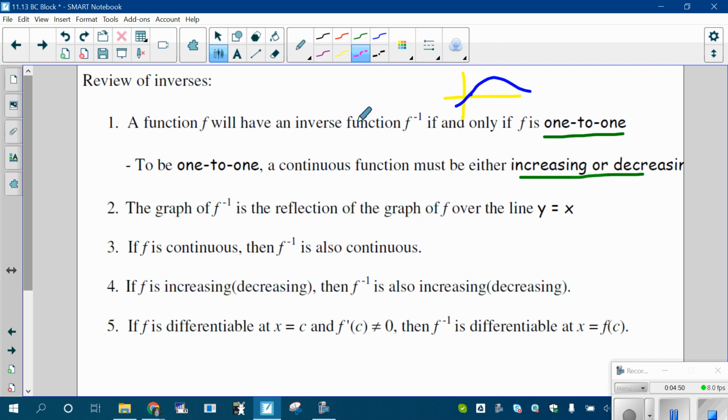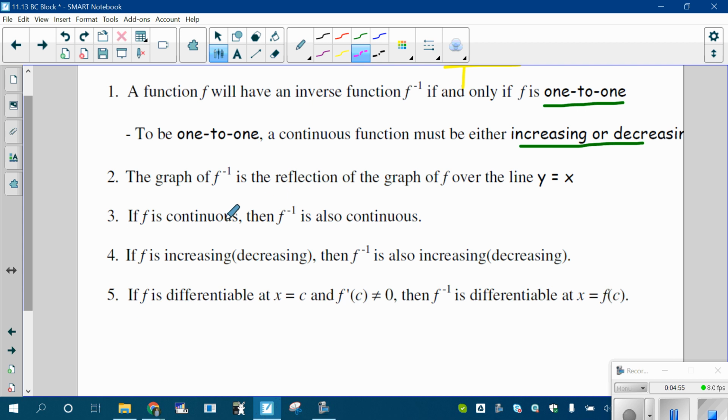Just a couple of other kind of random things. If a function is continuous, its inverse is also continuous. This one's a little weird. If a function is increasing, then its inverse is also increasing. A lot of times people think that it flip-flops. No, think about it visually. We'll see a picture in a second. But if a function's increasing or decreasing, then its inverse is doing the same. Okay.